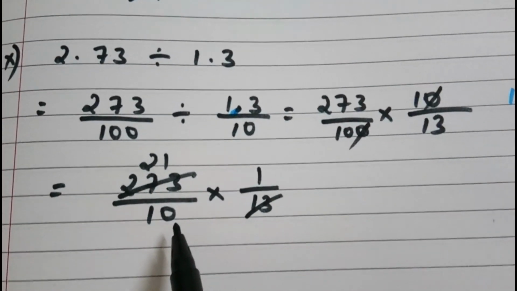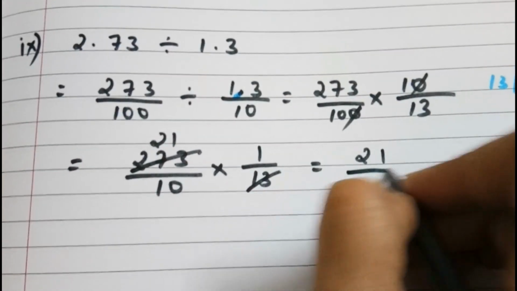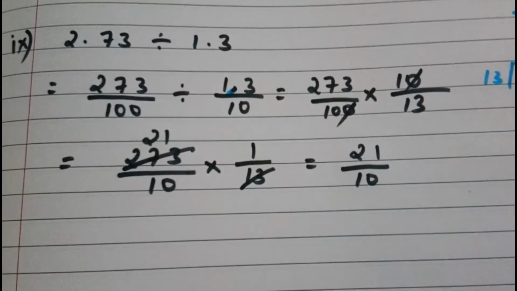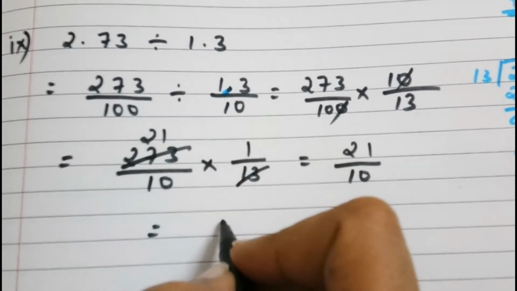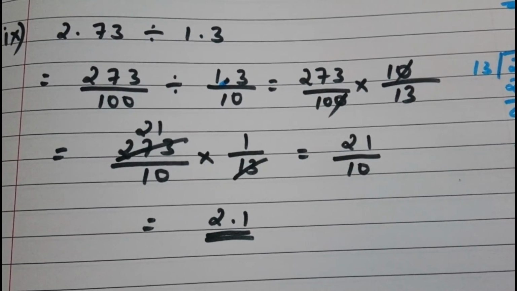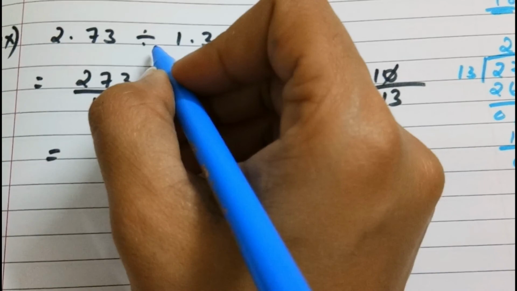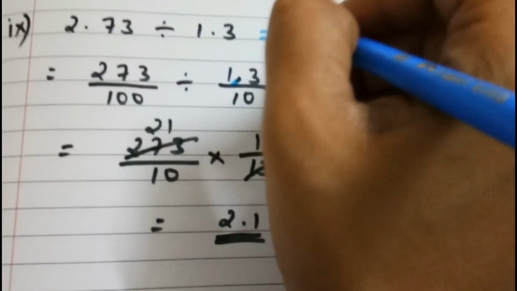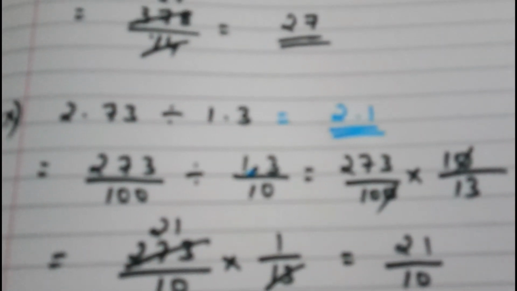Is it over? No, not yet. What is remaining? 21 by 10. Now this 21 by 10 can be written as 2.1. Clear? So what is the answer for this? 2.73 divided by 1.3 is 2.1. Clear? I hope this is understood by everyone.